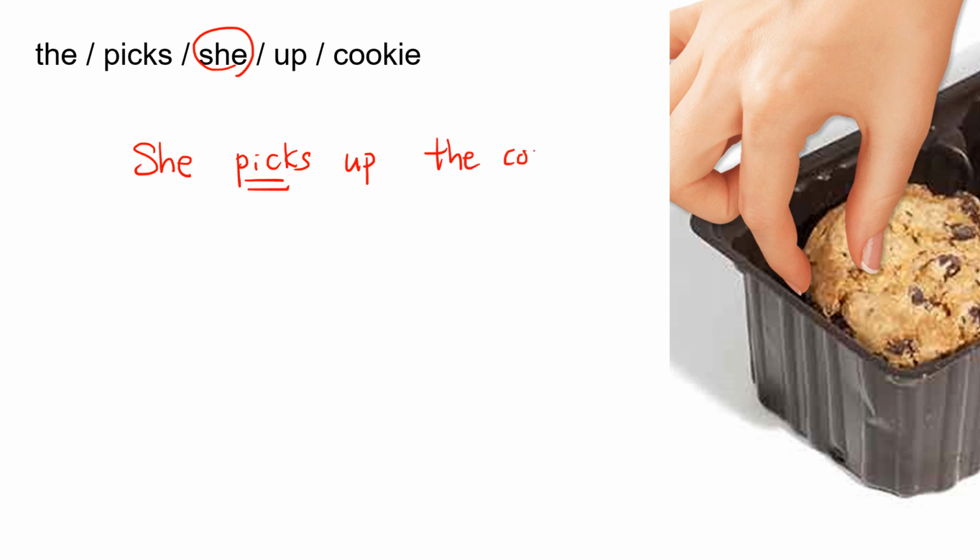The cookie. She picks up the cookie. And in order to pronounce this S sound, read this together as pick, picks, and up. Say picks up, picks up. She picks up the cookie.